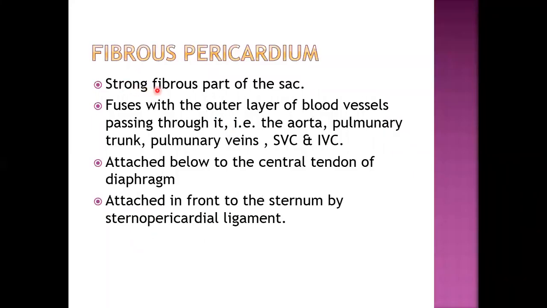Fibrous pericardium is the strong fibrous part of the sac. It fuses with the outer layers of the blood vessels that are passing through it, that are the aorta and the pulmonary trunk, which are leaving the heart, and the pulmonary veins, superior vena cava, and inferior vena cava, which are entering the heart. Then it has attachment below with the central tendon of the diaphragm, and it is attached in front to the sternum with a ligament called the sternopericardial ligament. So the fibrous pericardium is the outer, tougher layer, and it has attachment in front with the sternum, below with the central tendon of the diaphragm, and with the entering and leaving blood vessels.